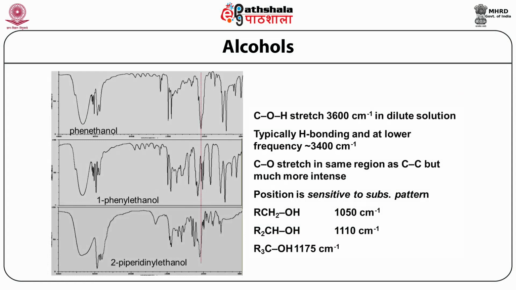We discuss the IR spectra of alcohol. You can see the IR spectra of phenylethanol, 1-phenylethanol and 2-piperidinoethanol, and these are quite different. OH stretching is at 3600 per centimeter in dilute solution, typically with hydrogen bonding at a lower frequency around 3400 per centimeter, and carbon-oxygen stretching is in the same region as CC but more intense. The position is sensitive to substitution pattern, for example CH2OH for the primary alcohol is at 1050 per centimeter, for the secondary alcohol it is 1110 per centimeter, and for the tertiary carbon it gives 1175 per centimeter.